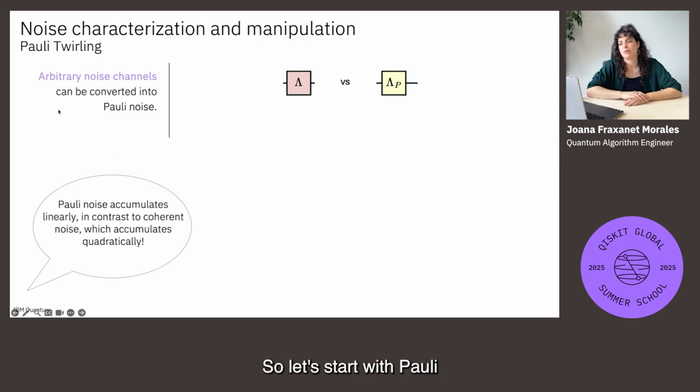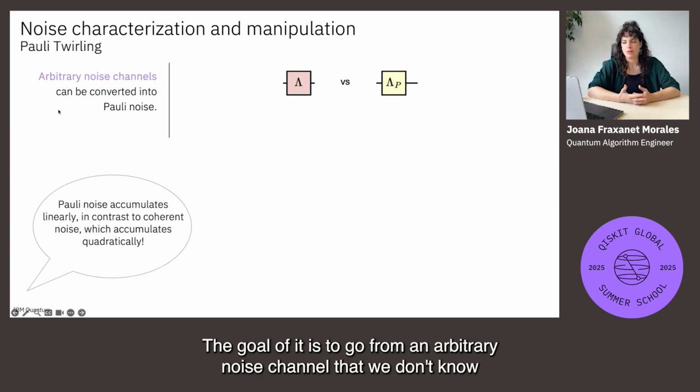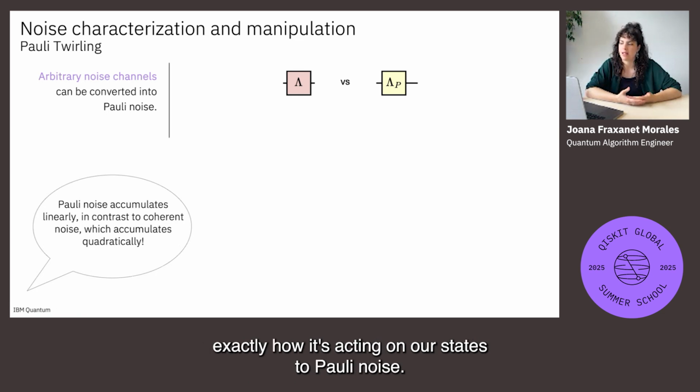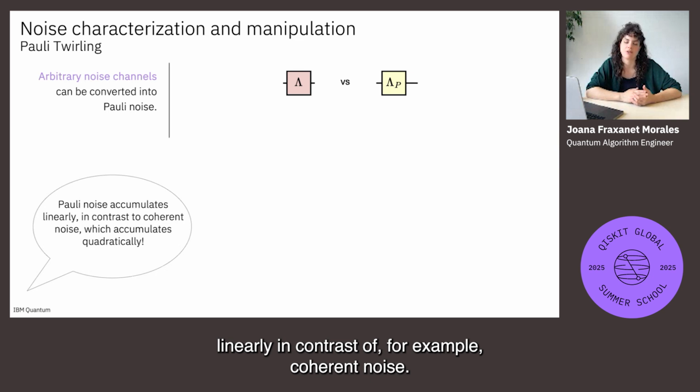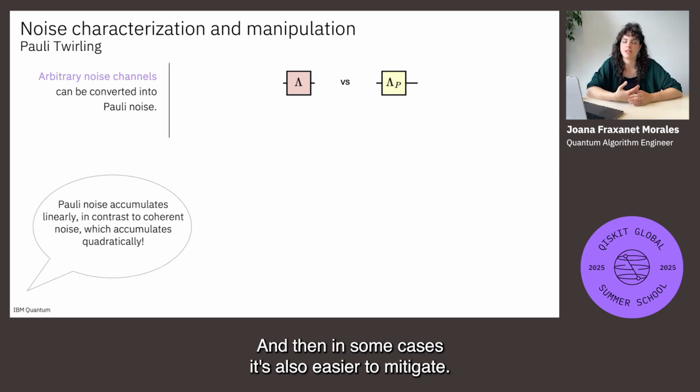So let's start with Pauli twirling. The goal of Pauli twirling is to go from an arbitrary noise channel, that we don't know exactly how it's acting on our states, to Pauli noise. Pauli noise is better behaved because it accumulates linearly, in contrast to, for example, coherent noise. And in some cases, it's also easier to mitigate.